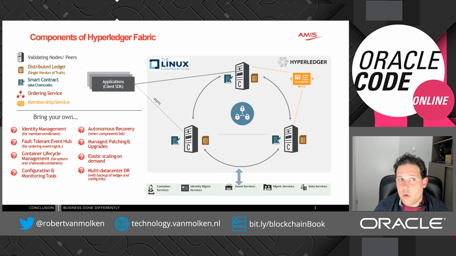So if you use Hyperledger Fabric, you need to bring your own identity management, fault tolerance, you need to do container lifecycle management, you need your own configuration and monitoring tools, that's not included. If you want to have recovery, you need to have failover of components, you need to configure and manage that. Also scaling, and if you have data recovery, you need to do that. So how are you going to do your backup of the ledger and even the configuration information?